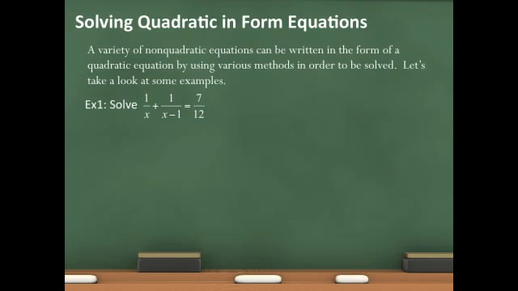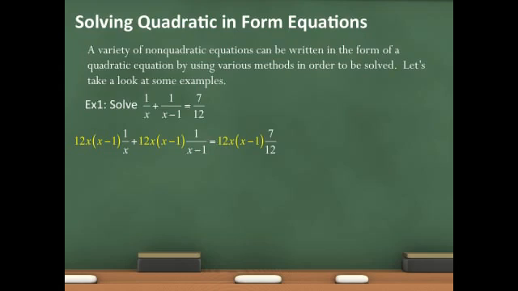The best way to solve this equation is to eliminate the fractions. To do this, we need to multiply the entire equation by the least common denominator, or LCD. In this case, the least common denominator is 12x times the binomial x minus 1. We multiply each term in the equation by this LCD.